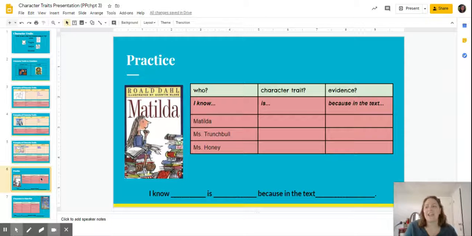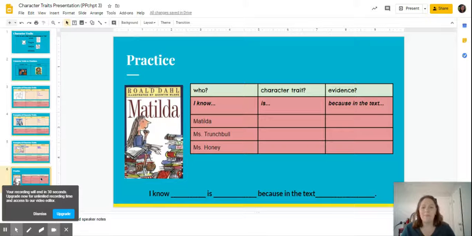Now, I want you to think for a second. A lot of us listened to Matilda at the beginning of the year. I want you to think of the characters in Matilda and see if you can think of a character trait to describe one of the characters. So I'm thinking Matilda, Miss Trunchbull, or Miss Honey. I was thinking, I know Miss Honey is generous because in the text, she gives books to Matilda.